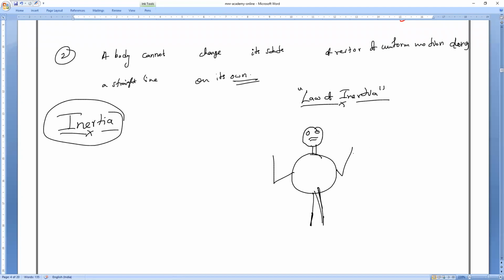Everybody, he's in a state of rest. Now he wants to be in rest. What is the actual position of him, everybody? He wants to be in rest.